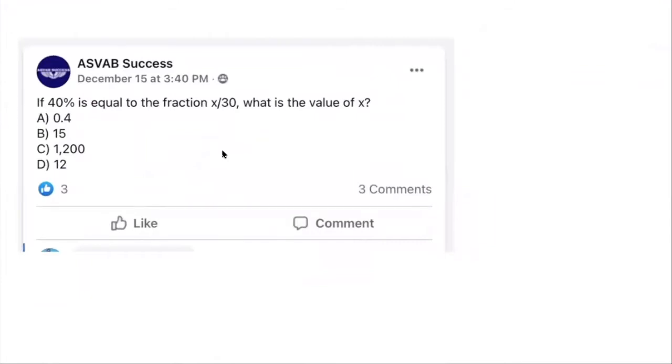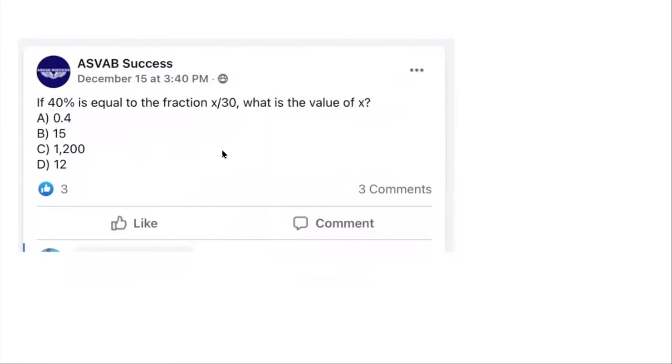I'm going to go over with you the math questions that I posted this week for us to practice, okay? All right, here we go. If 40% is equal to the fraction x over 30, what is the value of x?